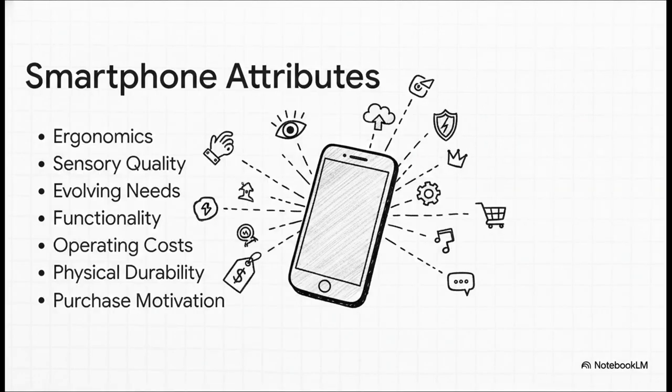Okay, let's make this real. Think about smartphones. When someone's choosing a new phone, what do they actually care about? Gosh, the list feels endless, right? You've got ergonomics, the screen quality, how it functions, what they think of the brand, the cost. Trying to make any kind of strategic decision based on dozens of these separate things is, well, it's a nightmare.